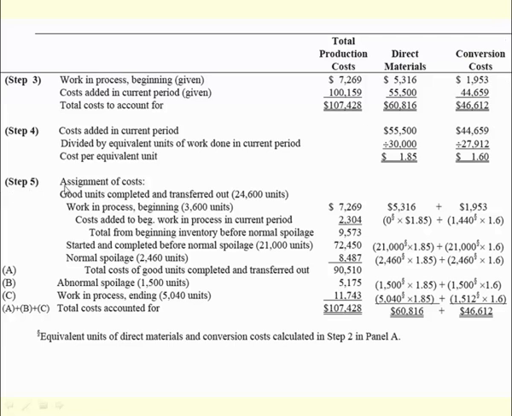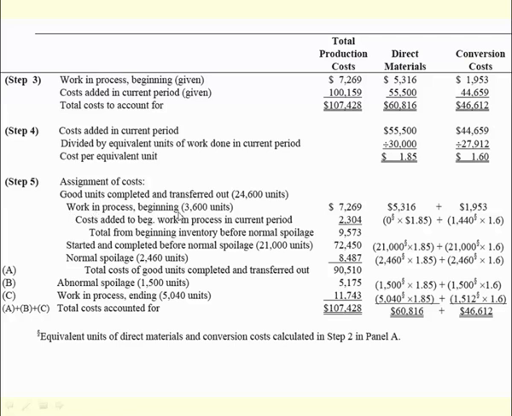Step 5, assignment of costs. First, we need to assign costs for good units completed and transferred out. These are 24,600 units, divided into units from work in process beginning and costs added to beginning work in process, started and completed units before normal spoilage, and finally normal spoilage units.